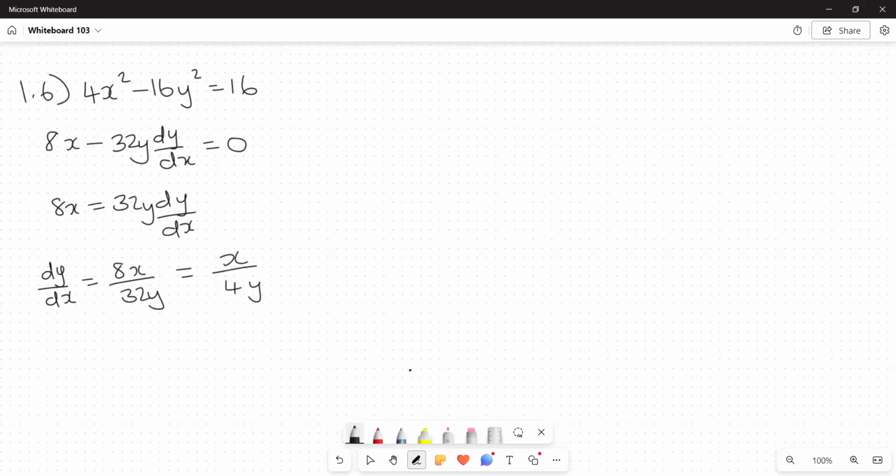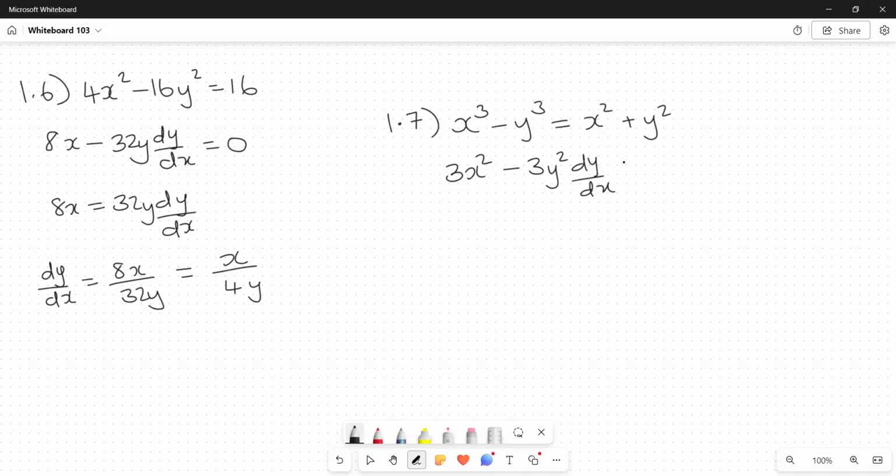Then 1.7, we have x cubed minus y cubed is equal to x squared plus y squared. The derivative of x cubed is 3x squared. The derivative of minus y cubed, we have minus 3y squared multiplied by dy/dx. And the derivative of x squared is 2x. The derivative of y squared is 2y, and then we multiply by dy/dx.